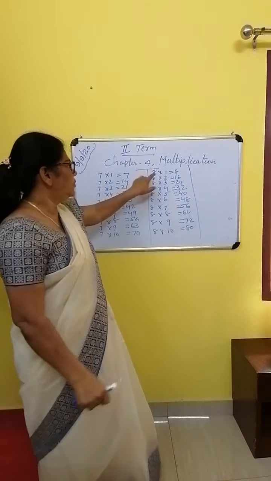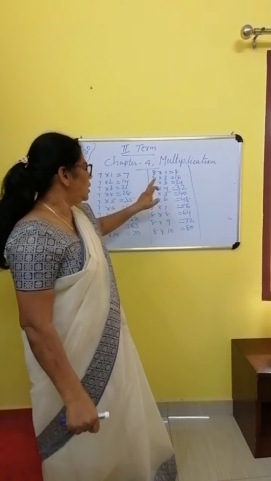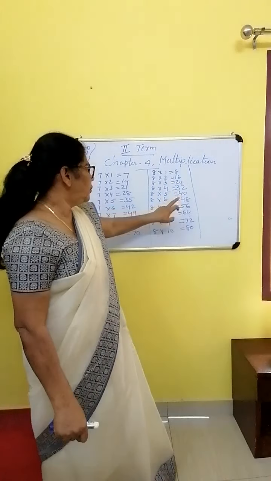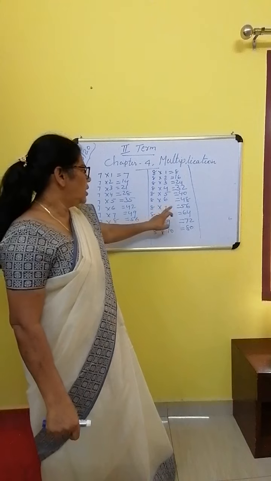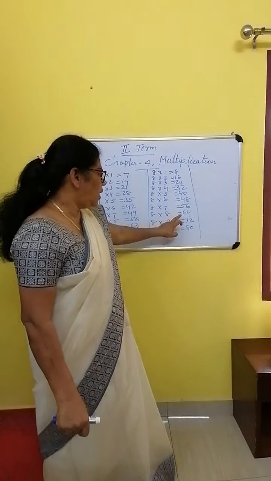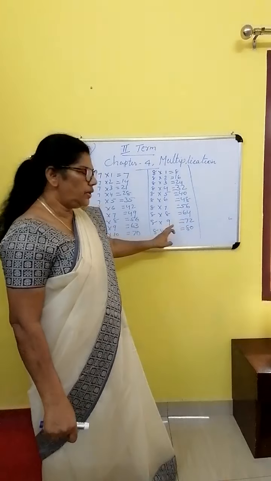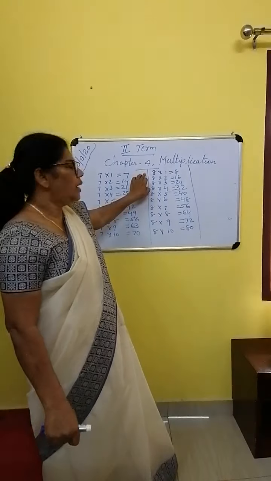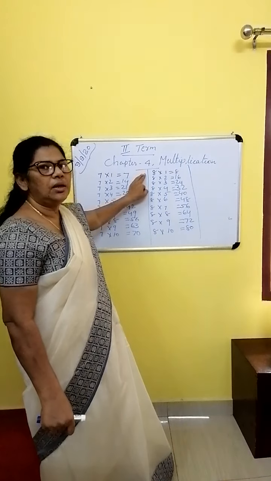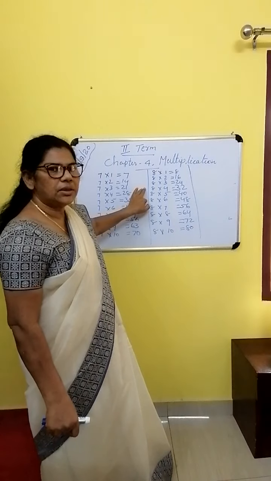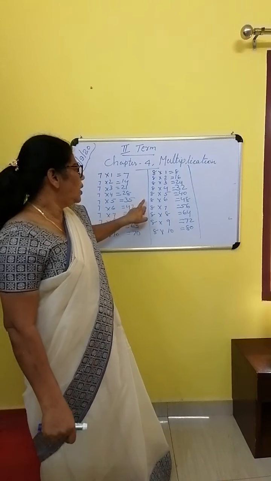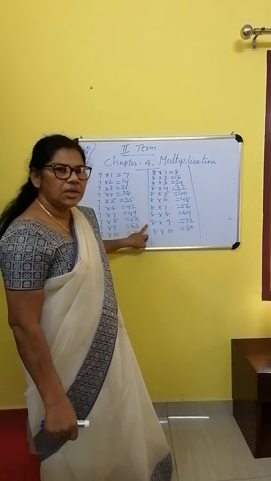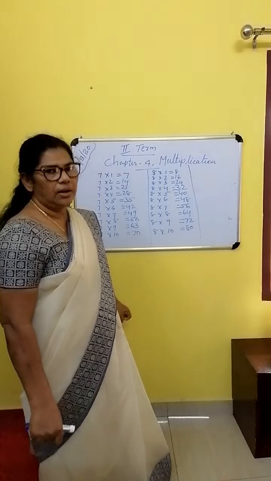You can read 8 ones are 8, 8 twos are 16, 8 threes are 24, 8 fours are 32, 8 fives are 40, 8 six are 48, 8 sevens are 56, 8 eights are 64, 8 nines are 72, 8 tens are 80. Understood? Once again, 8 ones are 8, 8 twos are 16, 8 threes are 24, 8 fours are 32, 8 fives are 40, 8 six are 48, 8 sevens are 56, 8 eights are 64, 8 nines are 72, 8 tens are 80.